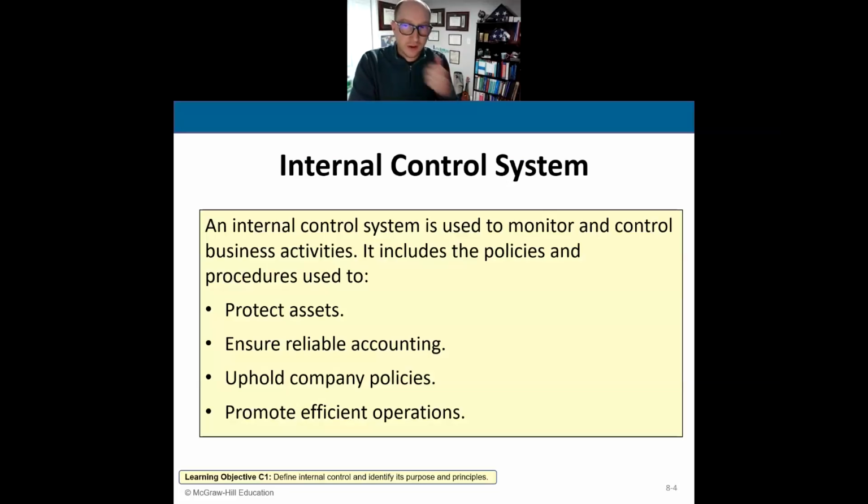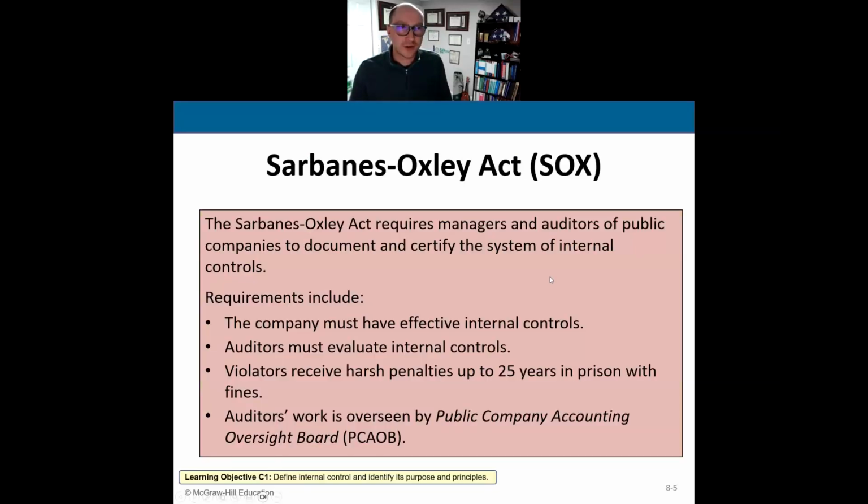And of course, the last part of a good internal control system through policies and procedures is to promote efficient operations. The idea here is that the more efficient we are, the less waste there will be in the company, and that we can continue forward in our operation. That's internal controls.